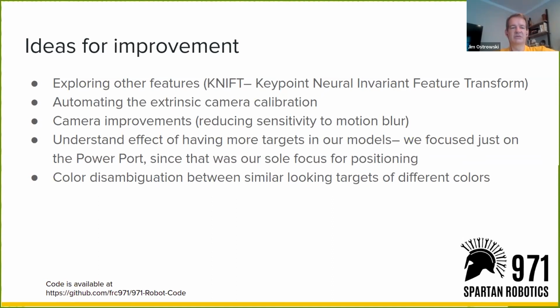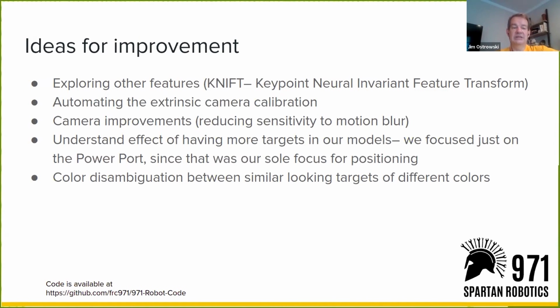As I mentioned a couple times, we're automating the extrinsic camera calibration. We're working on some other camera improvements to reduce sensitivity to motion blur. We'd like to understand the effect of having more targets in our models. For this competition, we focused just on the power port, but you could have targets all over the field and be able to localize wherever you want.